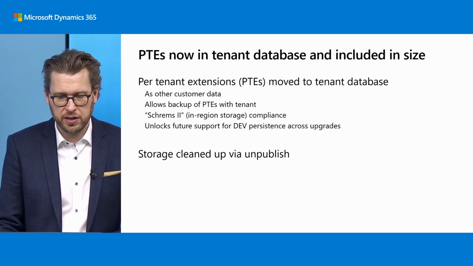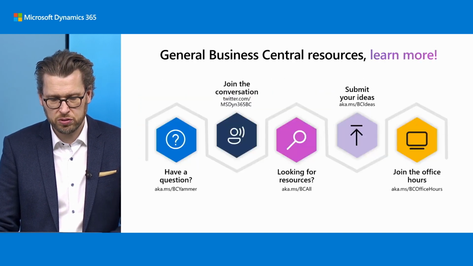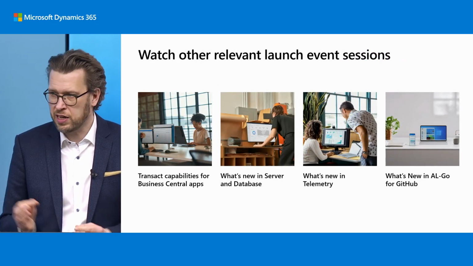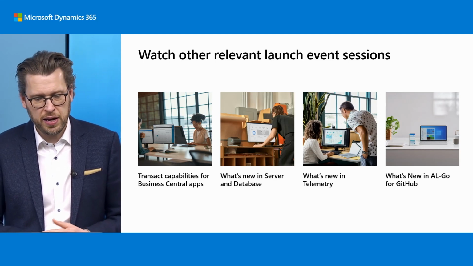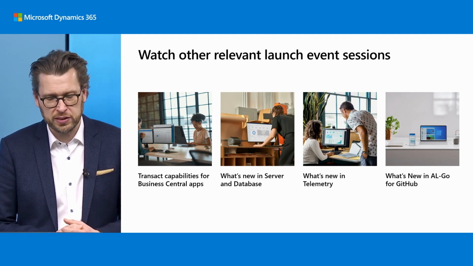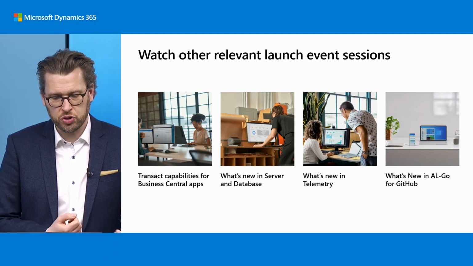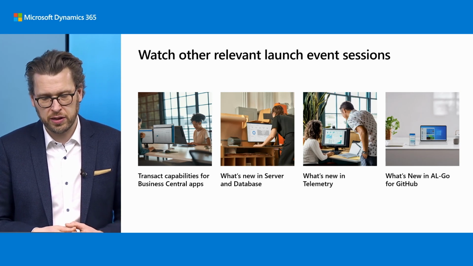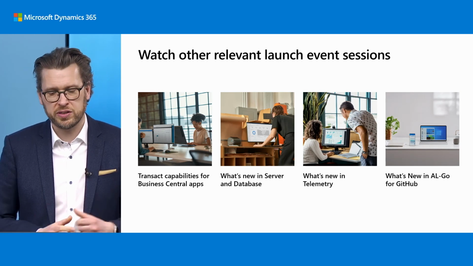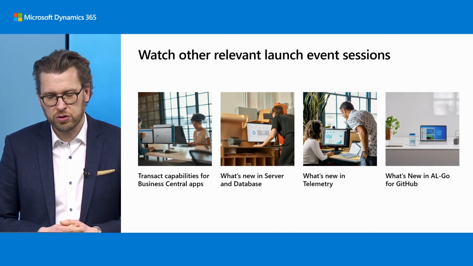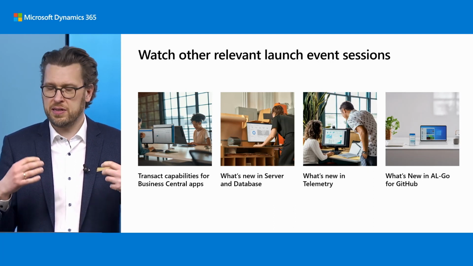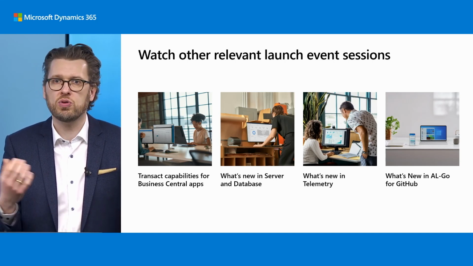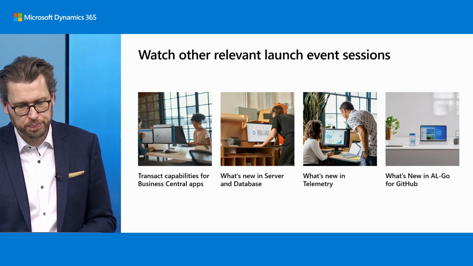I think that brings us to the end here. We have a number of other launch event sessions that are related a little bit to development. As I said, we have the Transact capabilities for Business Central apps. There's also the What's New in Server and What's New in Telemetry that will talk to some of the AL language improvements that Stefan talked to, and also some of the telemetry that I talked to. And then, of course, What's New in AL-Go for GitHub is a central piece of a good development infrastructure that you should really use CI/CD.